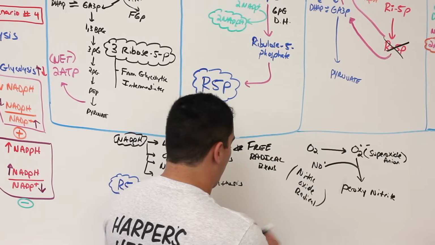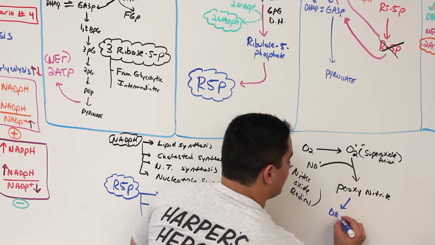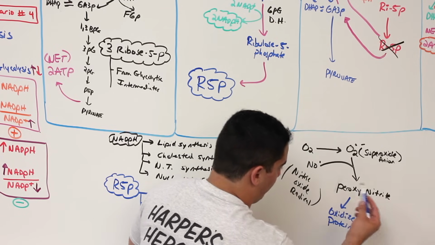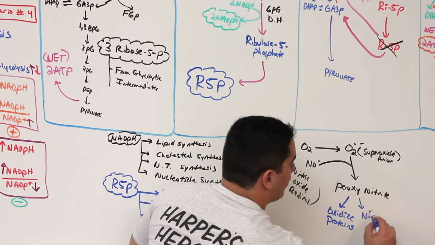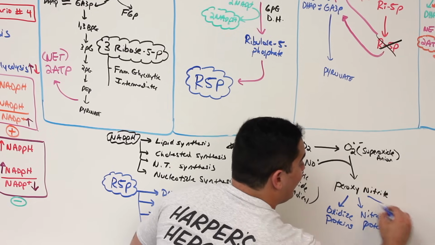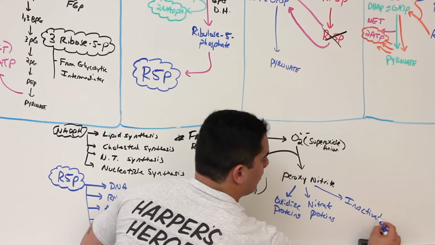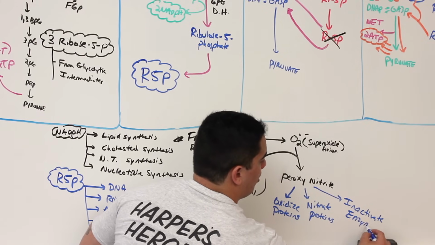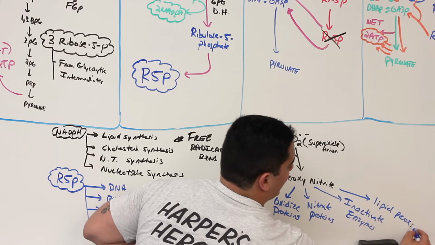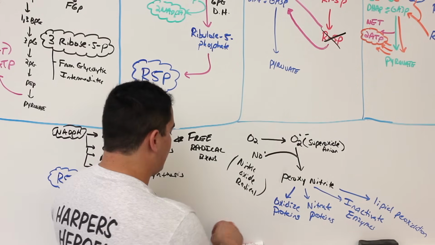Why peroxynitrite? Why is that dangerous? Because this can cause very, very dangerous effects. It can oxidize proteins, which can destroy them. It can nitrate proteins, which can alter their activity. It can inactivate enzymes, maybe ones that control channels within the body. And the dangerous part, it can cause lipid peroxidation, which can cause very, very dangerous effects also to our cell membranes.